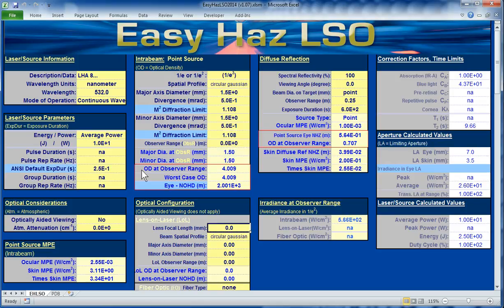All right. OD at observer range and, of course, worst case are identical. This is because the beam diameter at 1.5 millimeters through a 7 millimeter limiting aperture gives us 100% transmission through the limiting aperture. So the OD at observer range and worst case will be the same, which is 4.009.